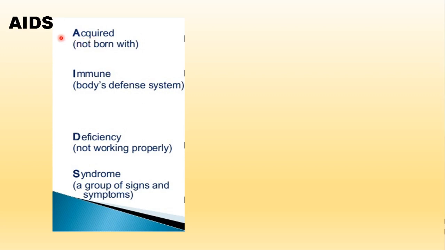So in this type of disease, that immune system is affected. Immuno, that is the body's defense system, is affected. Deficiency means it is not working properly. Syndrome means a group of signs and symptoms. When a person is suffering from the disease AIDS, the person will not be characterized by one or two particular symptoms. The symptoms can be a group of them.